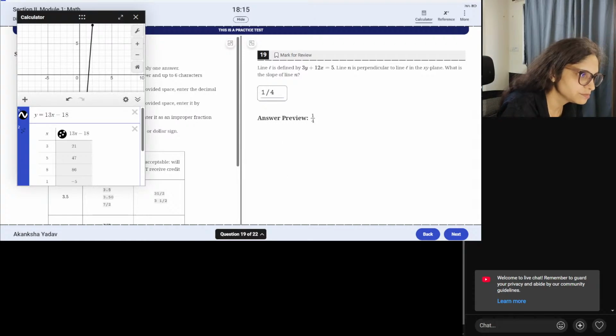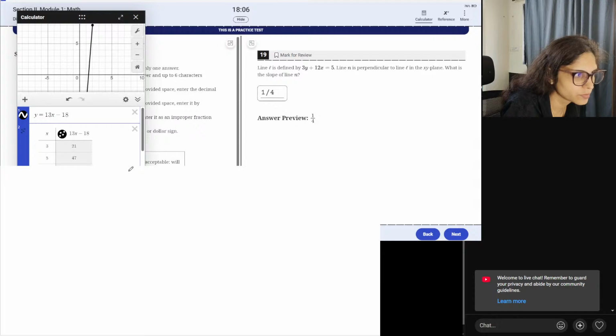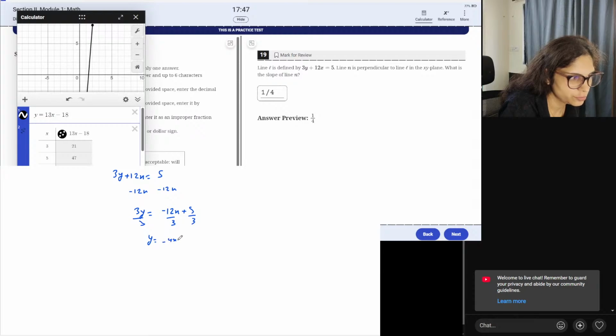For this also I'll show you the written work. So 3y plus 12x is equal to 5. Minus 12x, 3y is equal to negative 12x plus 5, divided by 3, divided by 3. Y is equal to negative 4x plus 5/3. So the slope here is negative 4. For a perpendicular line, the slope has to be its negative reciprocal. So 1/4 is the answer.